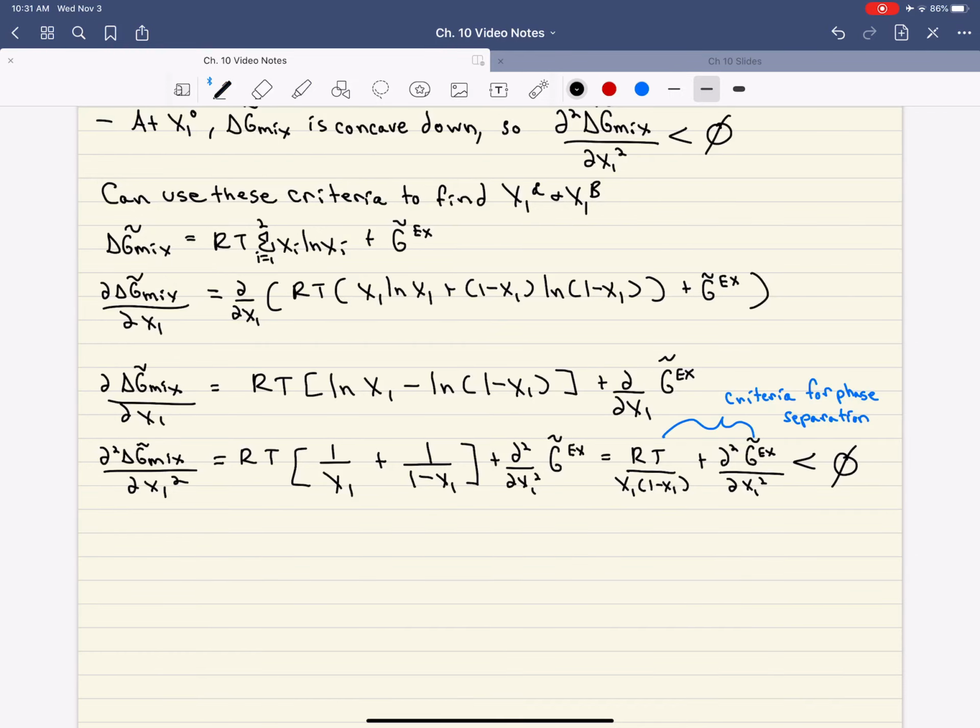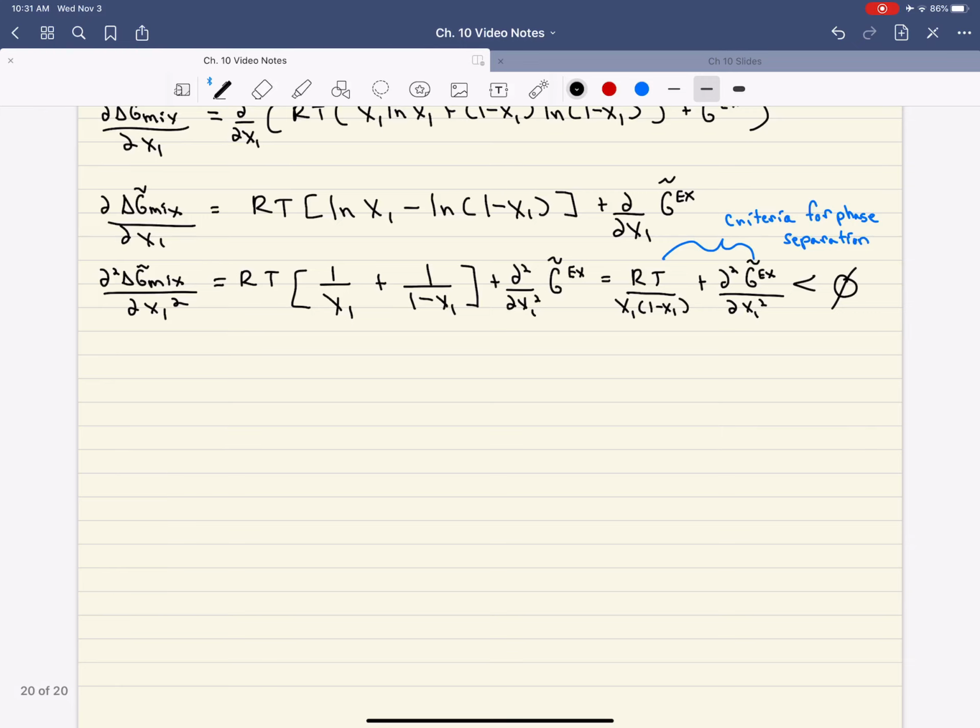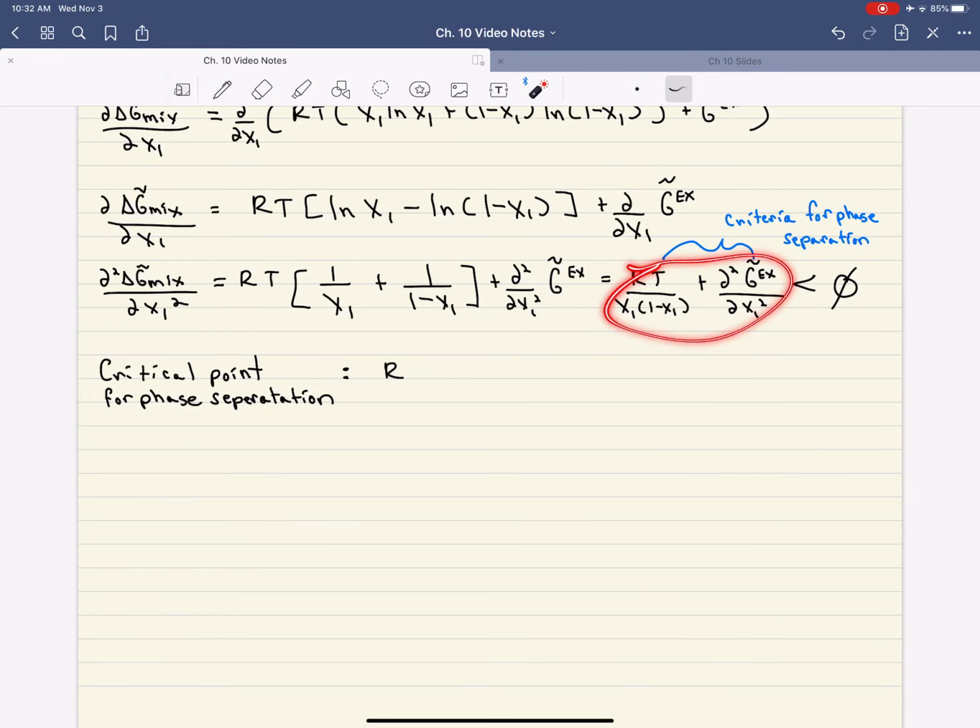All right. Or more precisely, if this equation is less than 0, then we have separation. And that critical point that I kept mentioning, the temperature or the composition which marks a line below or above which phase separation will occur, it would be when we take this equation and set it equal to 0.